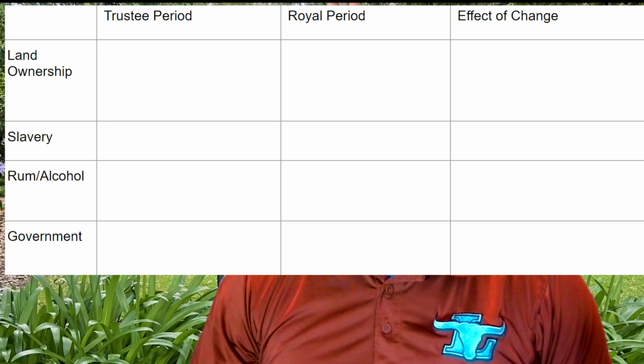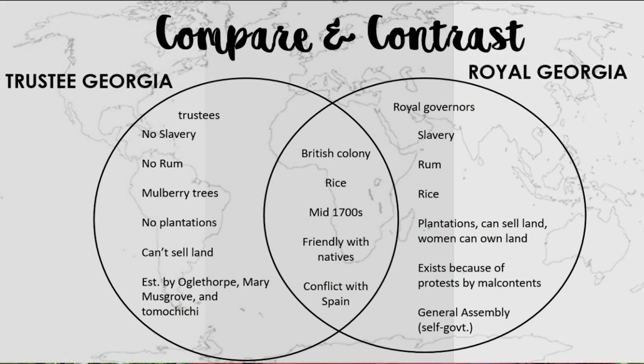We'll talk about four significant changes that would occur: land ownership, slavery, alcohol, and government. The rules concerning land ownership, the sale of rum, and slavery were relaxed or ended during the twilight of the trustee period, and the colony of Georgia profoundly changed during the royal period. We're going to measure these changes today. The trustees were frustrated with the lack of economic success of the colony and officially surrendered Georgia's charter to the British government one year before it expired.